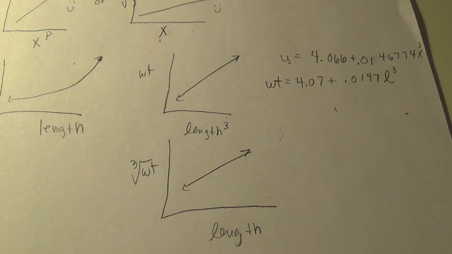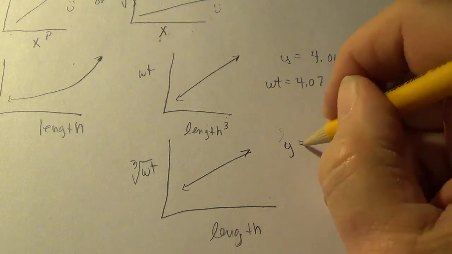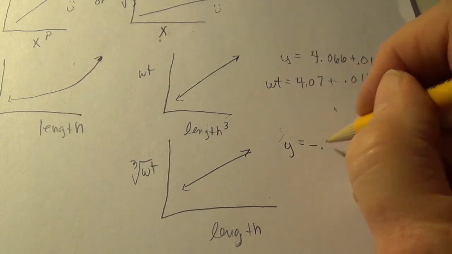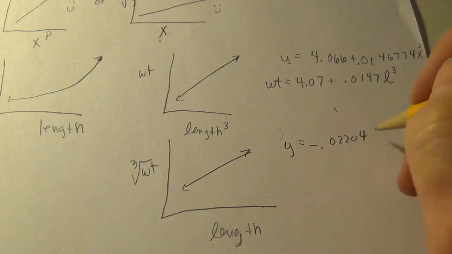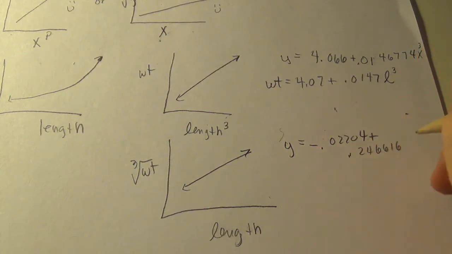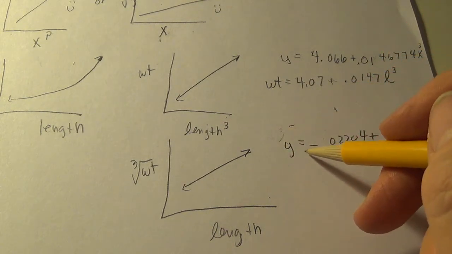It's that flappy part. And you can see it's doing length and cube root of weight. And so let's do y equals, I'm grabbing the constant first, negative 0.02204 plus 0.246616x. So I just do x and y, but then I grab what they really mean.